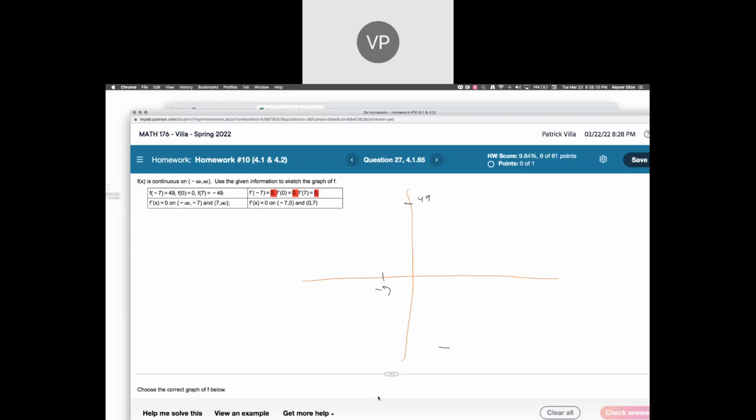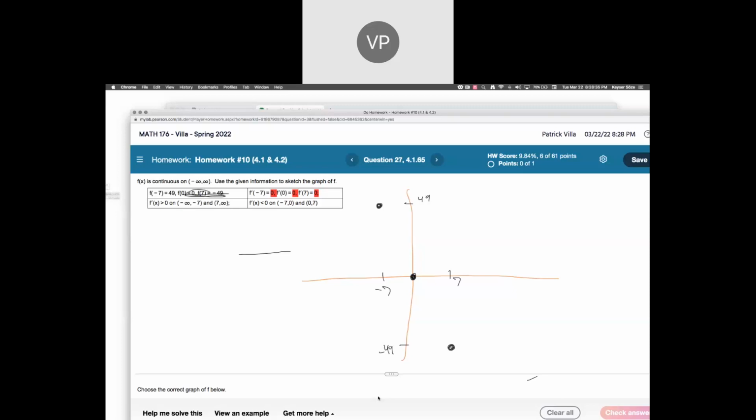So there's actually a point. I'm going to make it a big point so we don't miss that. There's a point at 0, 0. And then there's a point at 7, negative 49. So let me get rid of that line right down here. Okay? So that takes care of this first box.